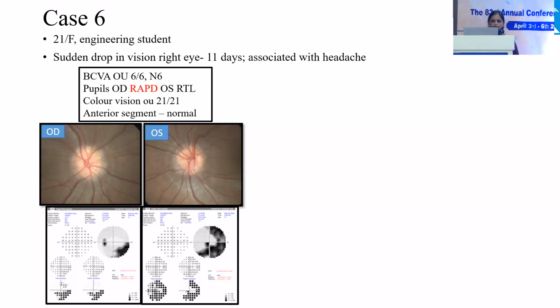A 21-year-old female, an engineering student, who had a history of sudden drop in vision in the right eye 11 days ago associated with headache. Her color vision was normal. She did have RAPD in the right eye. Anterior segment was normal. Fundus showed bilateral multiple optic nerve drusen and subtle pallor in the right eye. To my surprise, she had visual field defects bilaterally. There were more nasal defects.